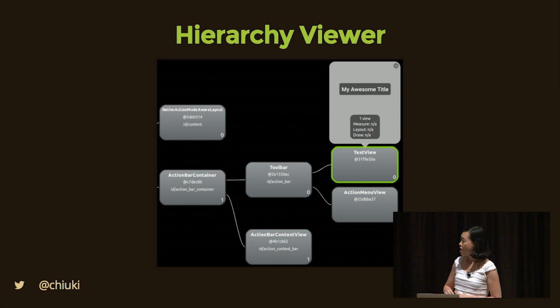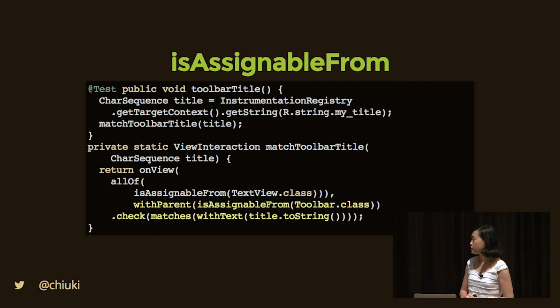In our case, we can see that there's this text view, which has my awesome title in it, and that's the view that we want to verify. But the problem is, this guy doesn't have an ID, so how are we going to look for it? Well, fortunately, we can see that this is a child of a class that is of the type toolbar. So we can combine matchers to pinpoint this view. Let's see how we're going to do this.